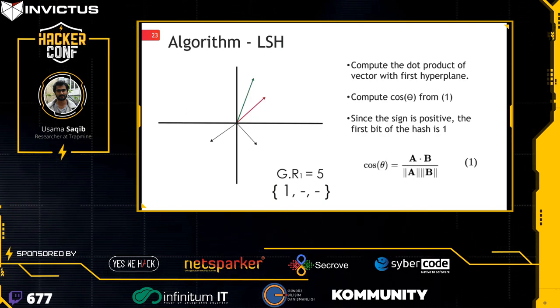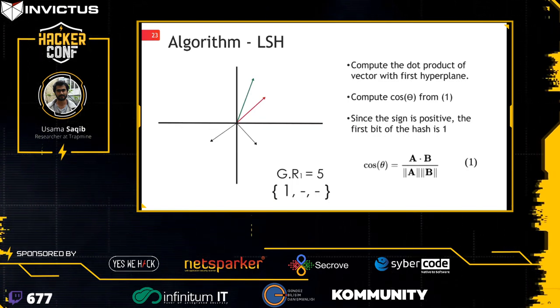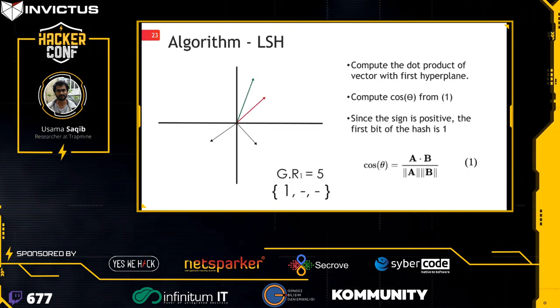So the first thing that we do is we compute the dot product of our basic block vector with the first hyperplane. Then we can compute the cosine theta, the cosine of the angle between the vector and the hyperplane. From 1, we can see that the dot product relates the cosine of the angle with the magnitudes of the vectors. So this is how we can get the cosine of the angle. Since the sign is positive, the first bit of the hash here is 1.